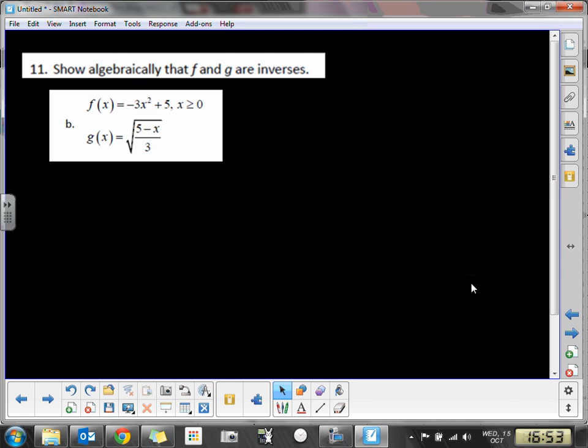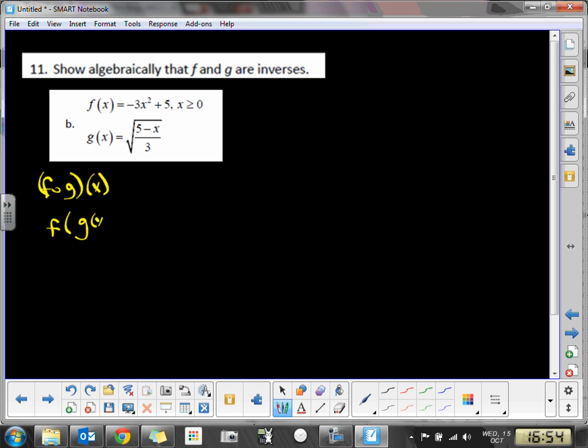In 11b, we want to do the same thing. We want to prove that f of g of x returns a value of x. So I'm going to do f of g of x. Put that in first. So I'm going to do f of the square root of (5 minus x) all over 3. And function f is negative 3x squared plus 5.